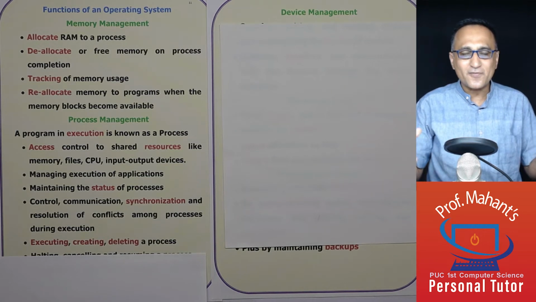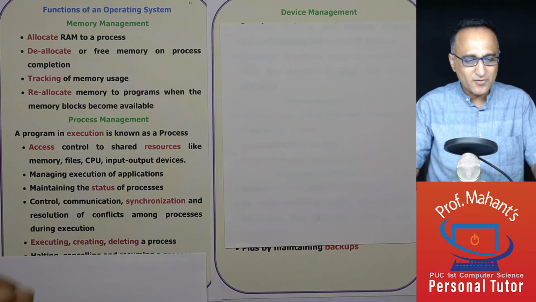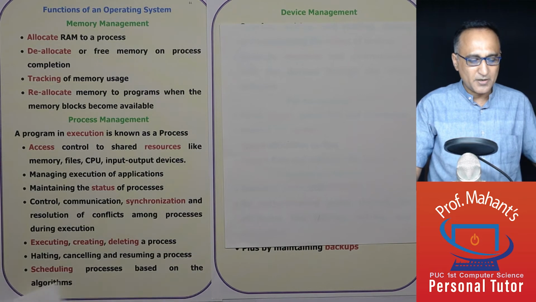Now, if there are conflicts, like, as I told you, two people trying to print at the same time, or three people trying to write onto the same file, obviously, if everybody tries to write at the same time, that file is going to have inconsistent data. Such conflicts are resolved by process management.